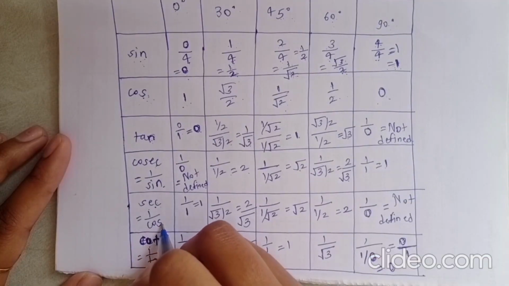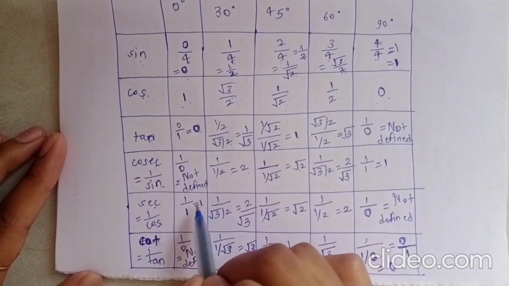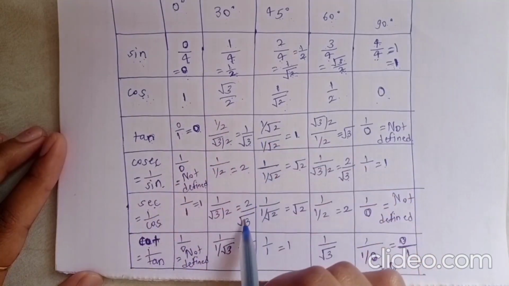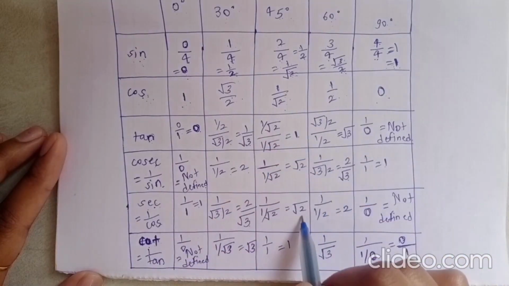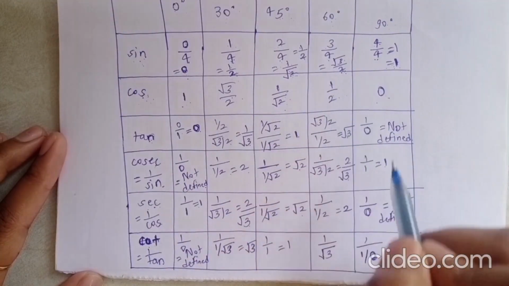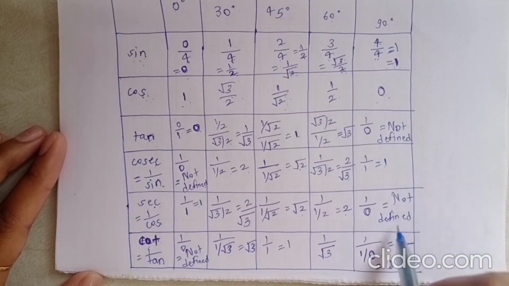Sec we have 1 by cos. So now we will see cos values. 1 by 1 is 1. 1 upon root 3 by 2 is 2 by root 3. 1 upon 1 by root 2 is root 2. 1 upon 1 by 2 is 2. And 1 by 0 is not defined.